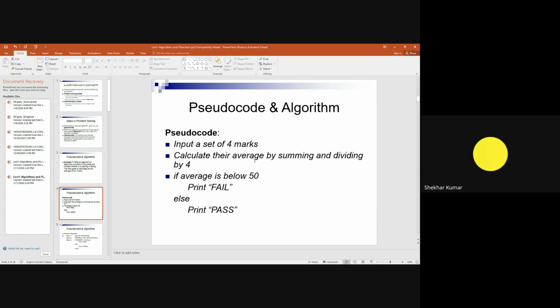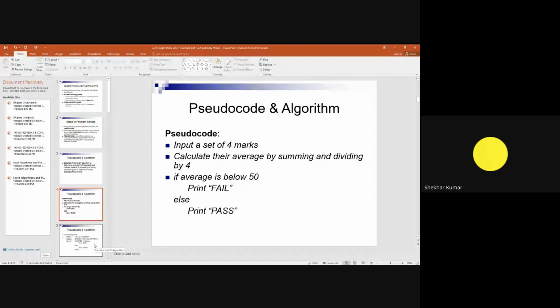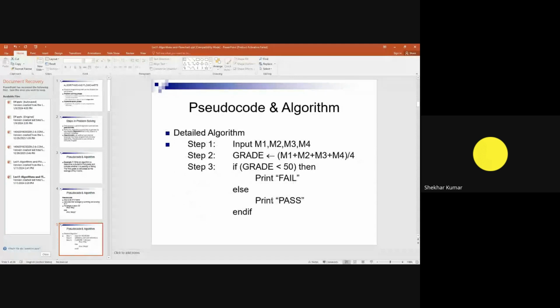Then how will you write the algorithm for the given problem? Then we will try to write the algorithm. This is an algorithm. This is the sequence of steps according to which we will execute the program. According to this sequence of steps, the program will be developed. This is your algorithm.